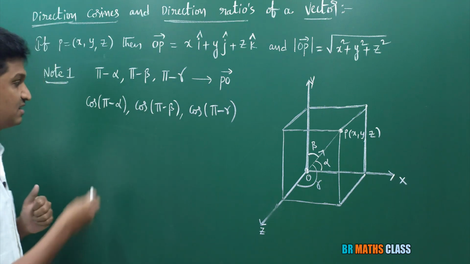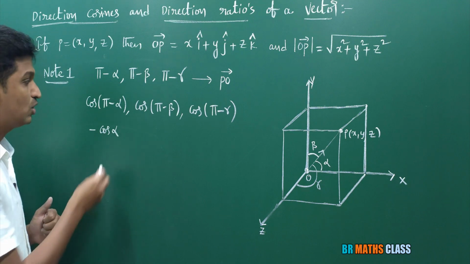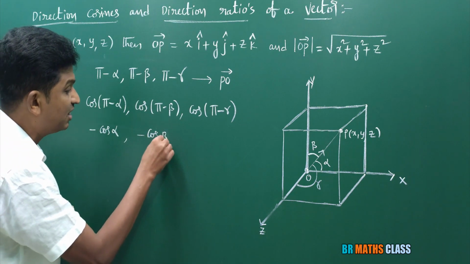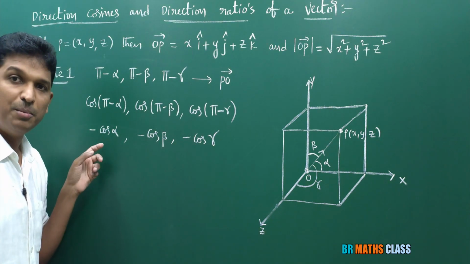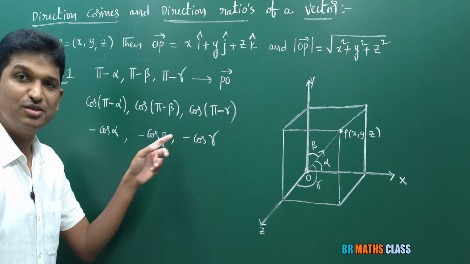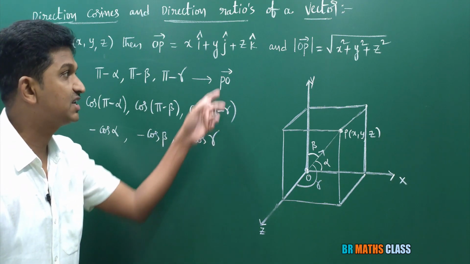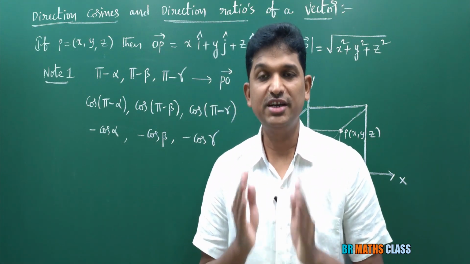Cos 180 minus alpha: you know that from trigonometry cos 180 minus theta is minus cos theta. So minus cos alpha, cos pi minus beta is minus cos beta, cos pi minus gamma is minus cos gamma. So minus cos alpha, minus cos beta, minus cos gamma are the direction cosines of a vector PO bar. Here is one important point I am trying to say.